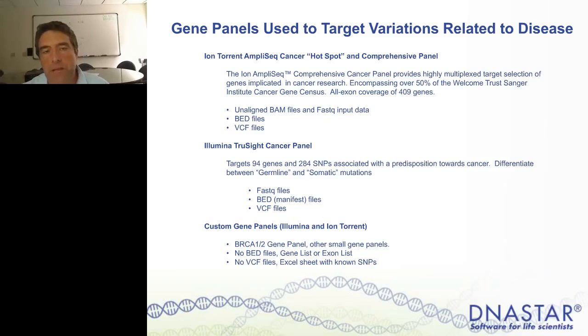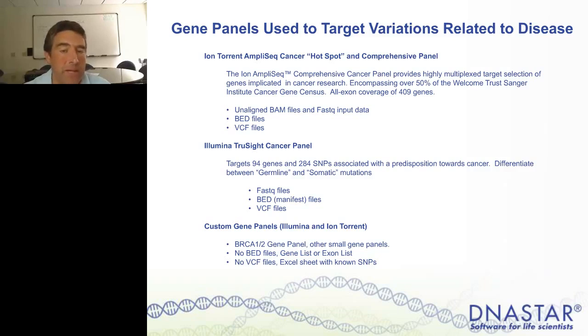So for example, for Ion Torrent, the AmpliSeq Comprehensive Cancer Panel is targeting all the exons in 409 genes. Whereas the Illumina TruSight Cancer Panel, a little bit different panel, is 94 genes, and there's almost 300 SNPs in those genes that are known to give some predispositions to different cancers. And then of course we have custom panels. So you may be designing your own panel or embellishing the commercial panels, using the latest literature to find new potential genes that you want to add to your panel.